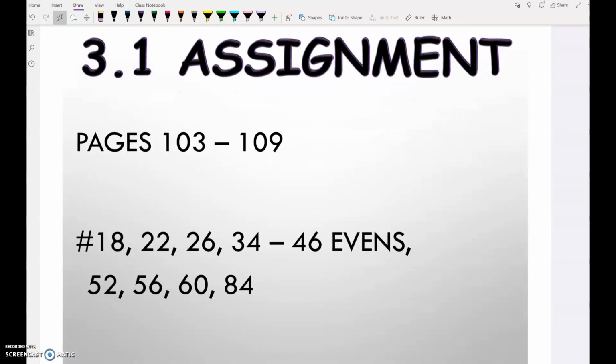Your assignment is on page 103. Note that your notes packet covers 3.1 to 3.4. The assignment sheet that I'm going to give you is all of chapter 3.